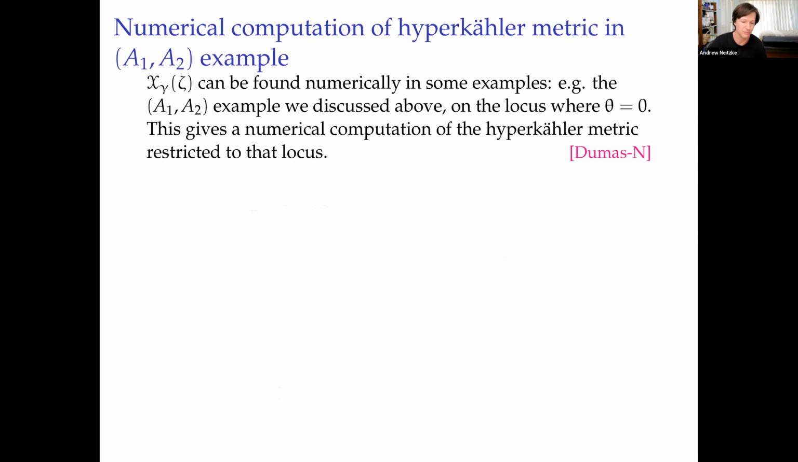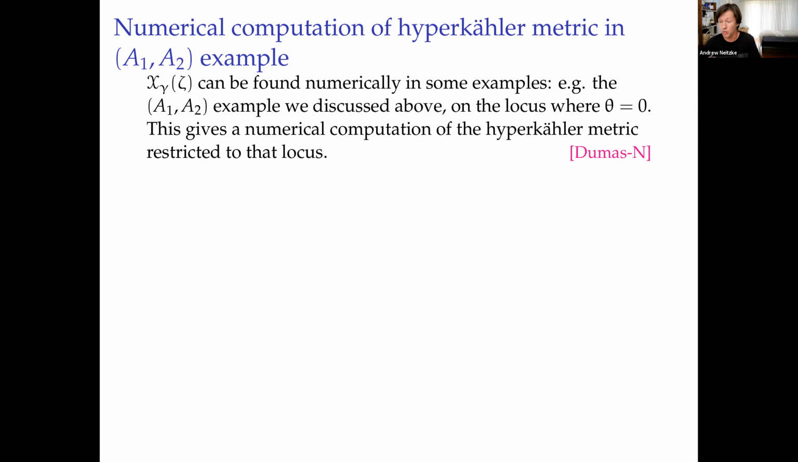So there's some evidence that the procedure actually works. Let me talk again about this most basic example that I showed you, what I call the A1, A2 example, where we're just studying this concrete family of cubic curves with either 4 or 6 non-zero invariants. There we can solve this integral equation by the kind of iteration procedure that I just sketched, specifically on the locus where theta equals 0.